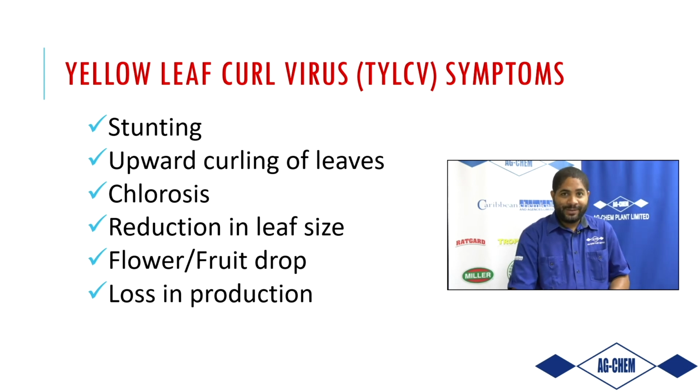You'll see chlorosis, which gives pretty much the yellowing, hence the tomato yellow leaf curl virus. Reductions in your leaf size, so instead of having a big broad leaf to absorb as much sunlight as possible for photosynthesis, you'll actually start to get very small leaves. Flower and fruit drop, so if the infection takes over the plant in the productive stage, you'll actually have abortion of fruits and abortion of flowers as well. Then that will result in overall loss in production of your crop.